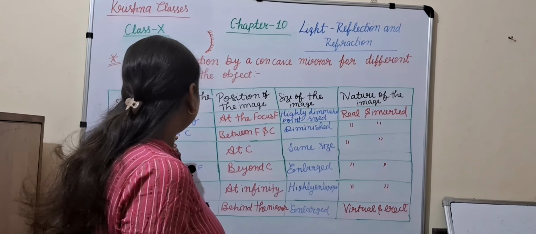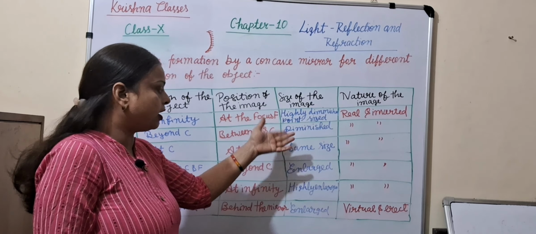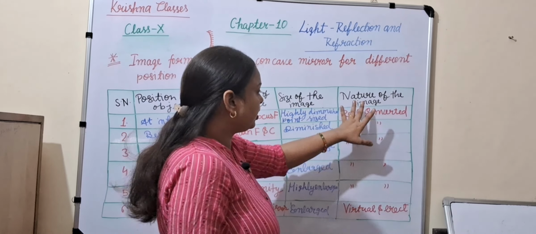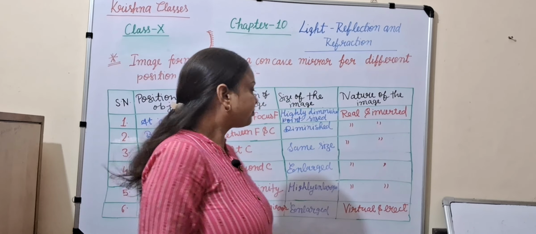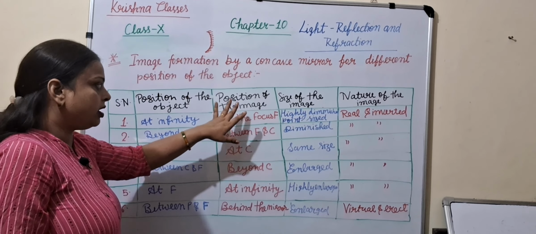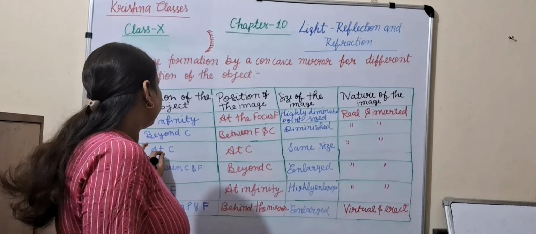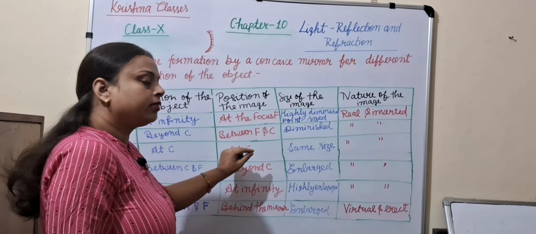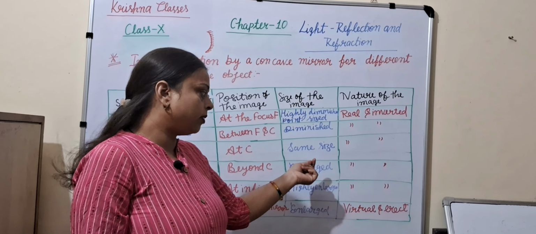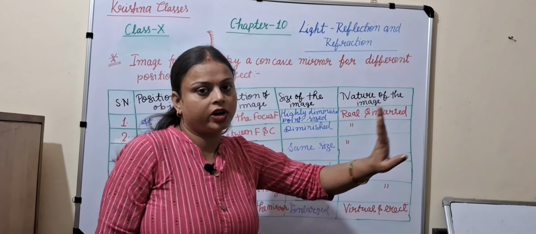When the object is beyond C, then the image is formed between F and C, and the size of the image is diminished and nature real and inverted. When the object is at C, at that time the image is formed at C as well. It means the image is formed at the same position. Same size. How is the size of the image? Same size as the object, and nature same, real and inverted.